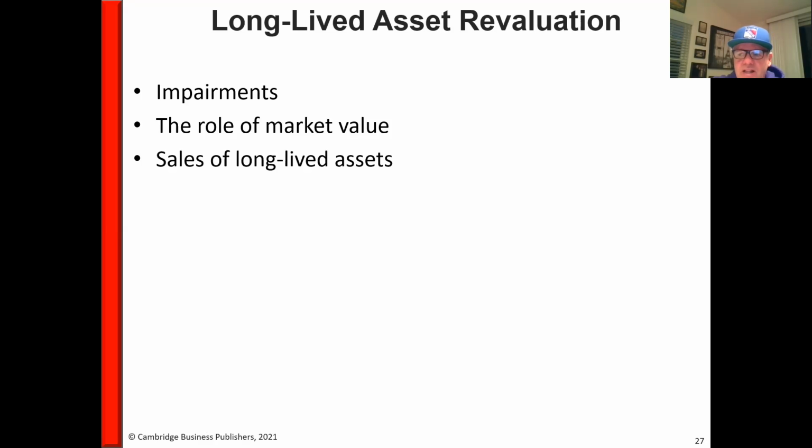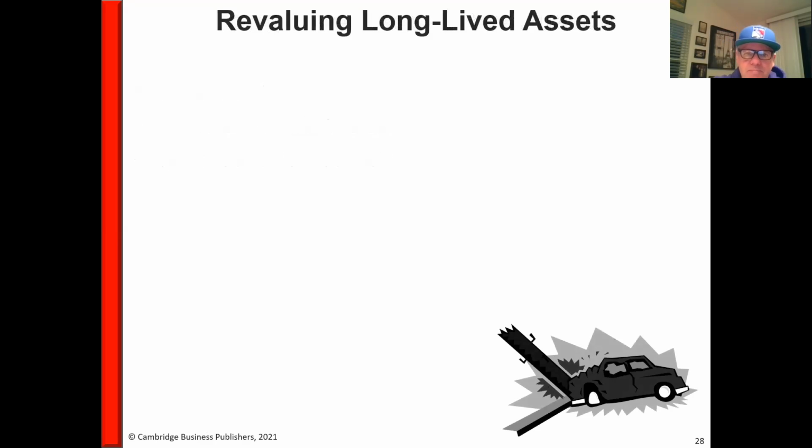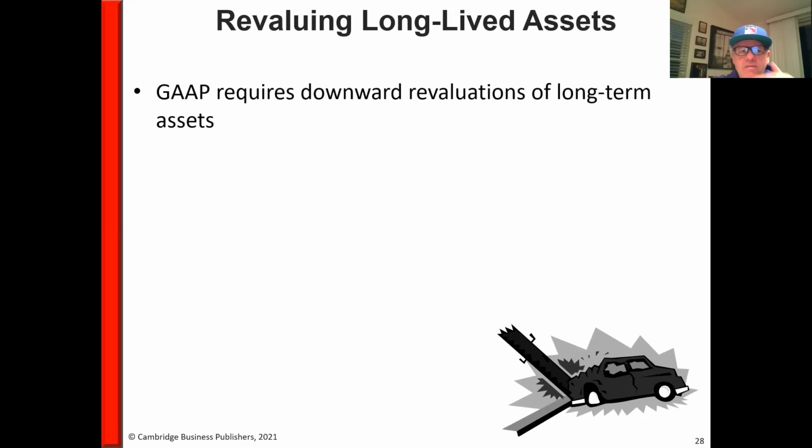And we're also going to take a look at the sale of long-lived assets. So what happens when you sell an asset before you're done using it? That's going to give rise, depending upon what its book value is and how much you receive for it, to a gain or loss. So, revaluing of long-lived assets.